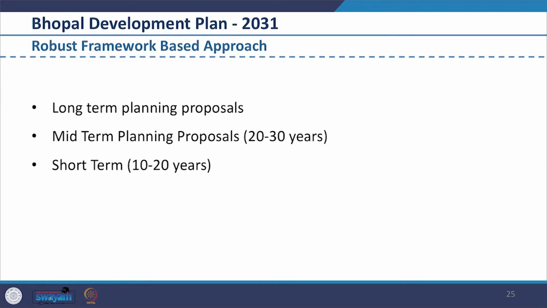Looking at the concept and approach, the draft development plan provides a robust framework-based approach covering long-term planning proposals effectively for the future and retaining the land for it. We also see mid-term planning proposals, which range from 20 to 30 years, which may be upgraded and revised after periodic evaluation or by government policy intervention. Further, we see short-term interventions for the period of 10 to 20 years, which are planned to be flexible and may be allowed to change depending on the demand of the time.